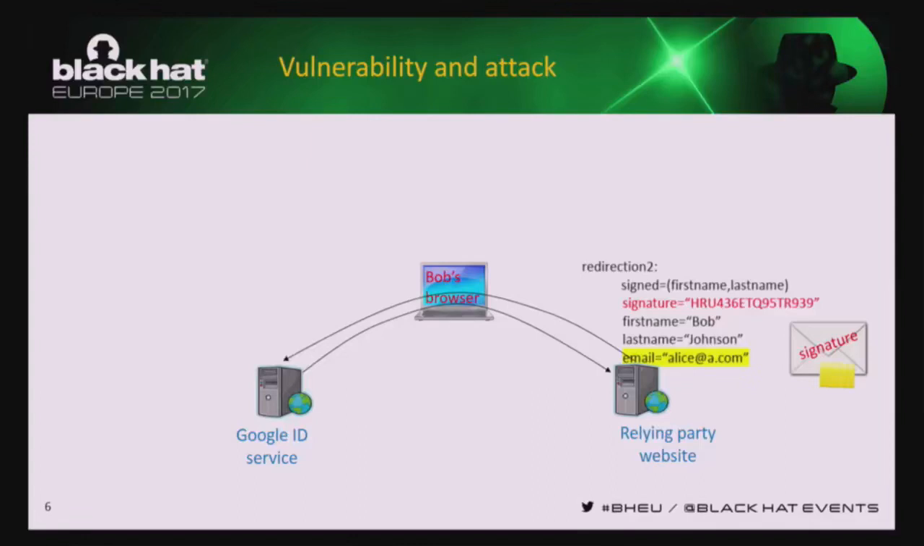Now the problem is a lot of relying party websites simply use an SDK certified by Google, and in that SDK, there was a method literally called validate message. And what the method does is to check the signature. But in this case, the signature is okay because Bob didn't attempt to tamper with the signature, right? So once the SDK returns okay, then a lot of websites just happily authenticate the user as alice@a.com, which is incorrect.